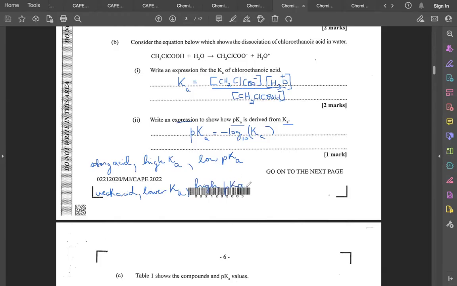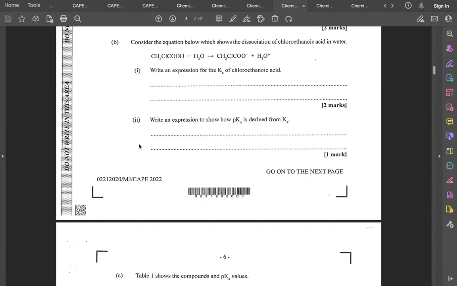Yes, miss. All right, so just remember this: strong acid, low pKa. Weak acids have a high pKa. Just remember that because it's important as we go forward, okay? All right. So let me clear that, and then move on down.